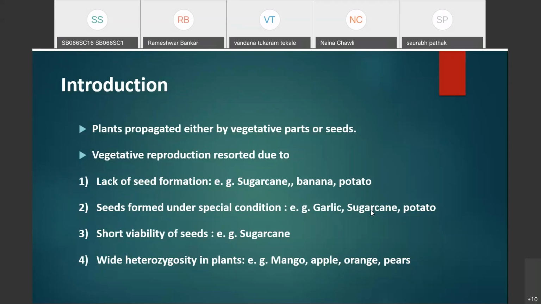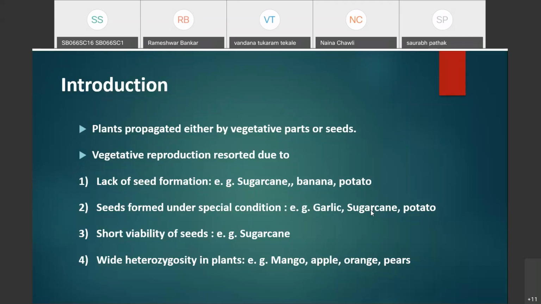Then the second reason is that the seeds are formed only under certain specialized conditions. Okay, seed formation takes place under specialized conditions, for example in garlic, sugarcane, potato and also many other ornamental plants. For example, in garlic, due to the cultural practices, seed formation does not take place, and that's why it forces the use of vegetative parts for propagation.